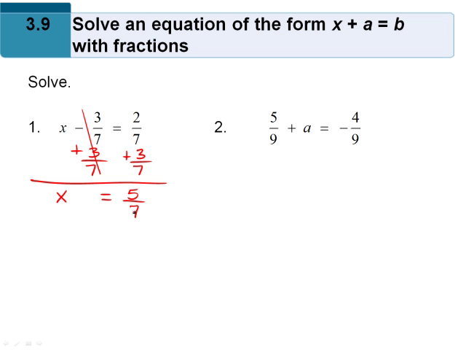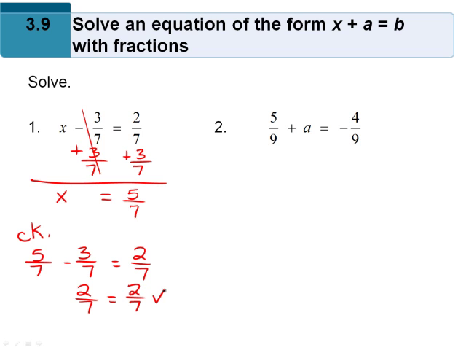Now I'm going to check this one. I'm not checking any others because after a while that's just gross, but this one is pretty easy to check. When you plug it in for x, 5/7 minus 3/7 should equal 2/7. 5 minus 3 is 2/7, and that equals 2/7. So it works, which is nice.